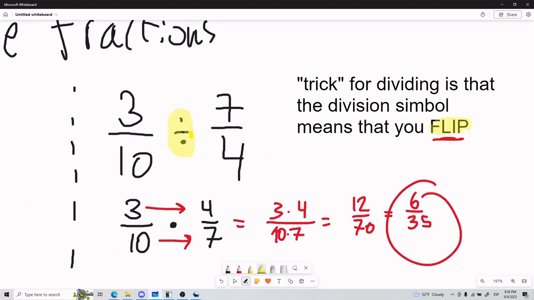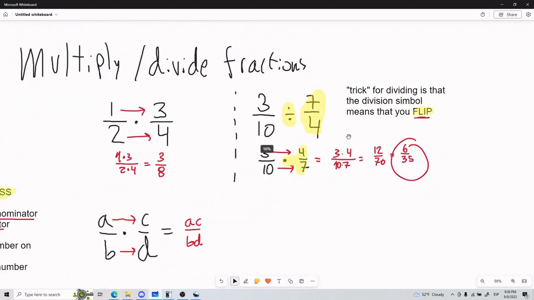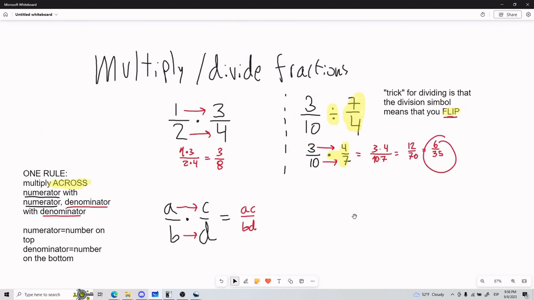So you're going to flip the 7 over 4. It turns into 4 over 7. See, notice how this changed to that. All right? Really take a moment to absorb that because it's very important that you do. And now I'm going to end up with... Actually, I'm just going to leave it there. See? That is how you multiply and divide fractions.